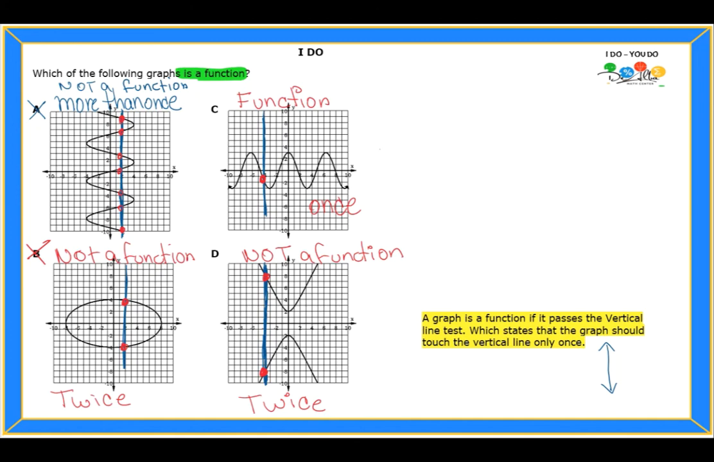So the only one that looks to me like it is touching only one time is letter C, right? So the vertical line test is very important for you guys to know how to use. And this is the only time that you're going to use it, of course, if they give you a graph, okay?